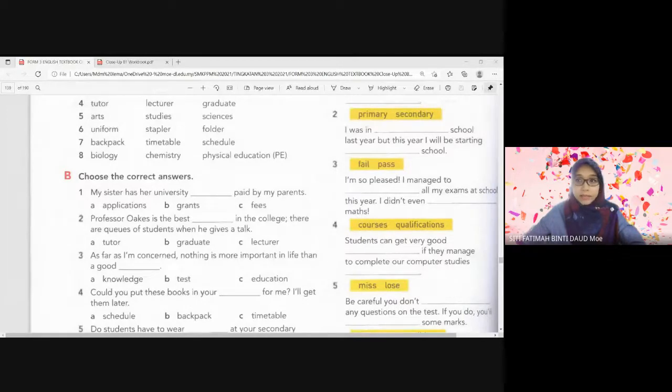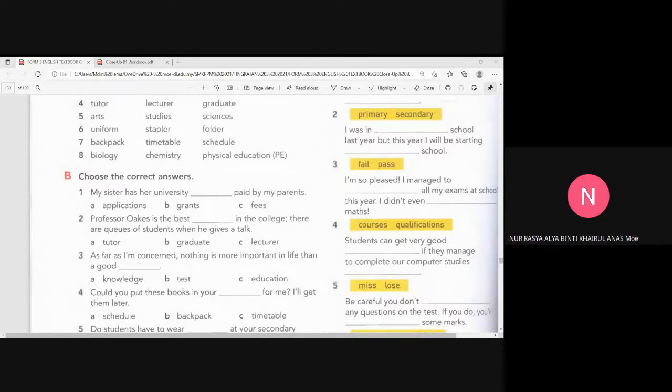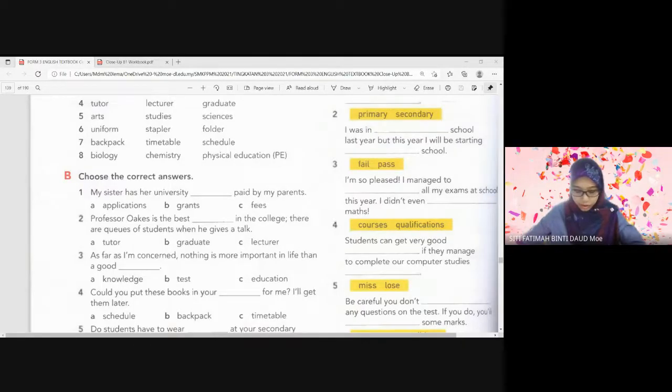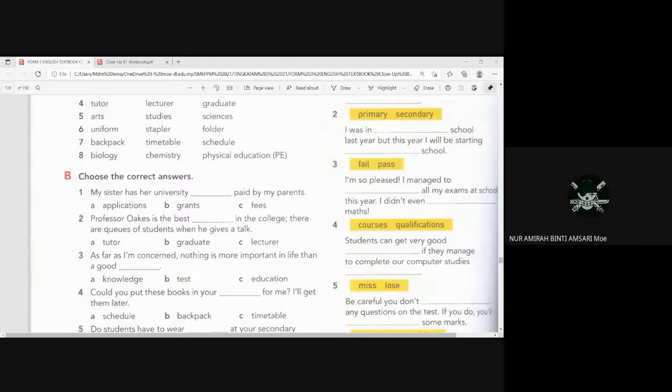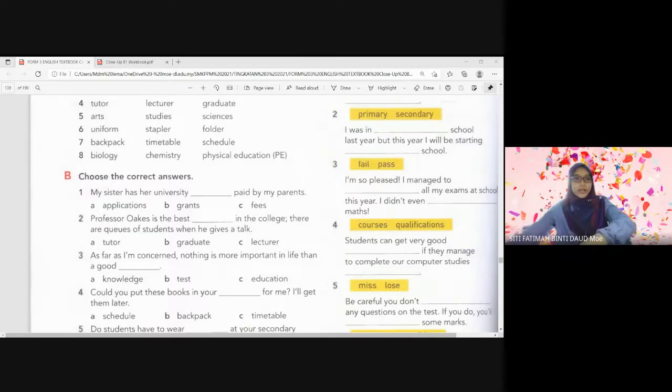Backpack, timetable, schedule. Backpack. Yes, backpack. Okay, timetable and schedule are a type of program where you have the time and what kind of things you are going to do. Okay, physical education, biology and chemistry. Physical education. Yes, physical education. Because biology and chemistry are science subjects, science streams. And physical education is a sport subject. Okay, it's like your PJK.